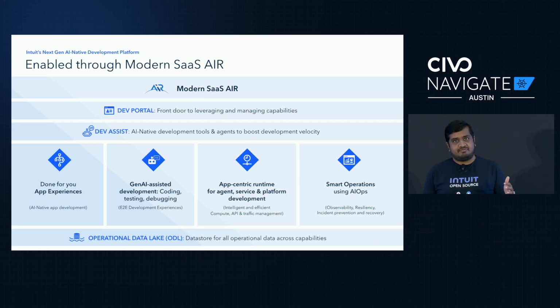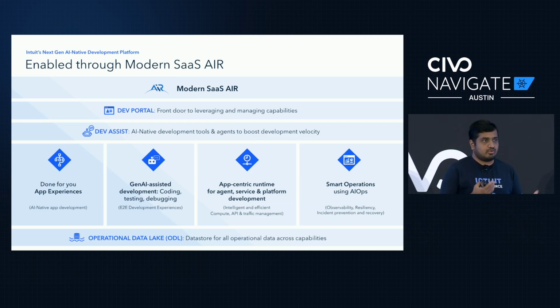There is Dev Assist, which has tools that are more assistance to developers. So these are AI native development tools and agents that help you build stuff. And then there are 4 key pillars. The first one is done for you app experiences. This is essentially helping developers build applications faster. Then we have the Gen AI assisted development, which is coding, testing, and debugging tools. That is more tools for developers to go faster. These are tools like code generation tools, test generation tools, PR merge assistance, those kinds of things.